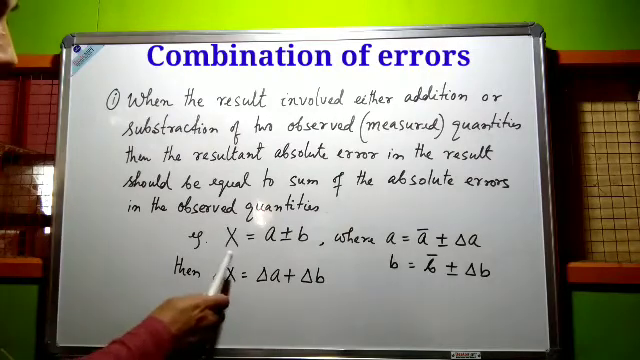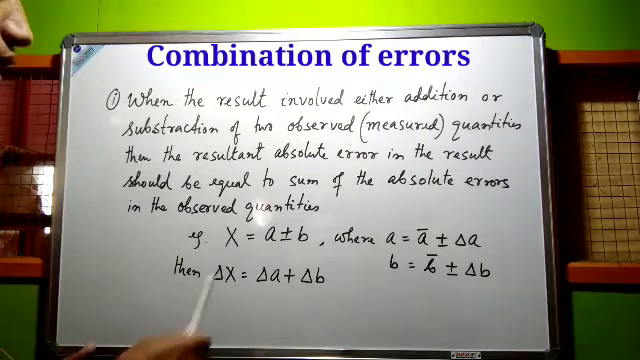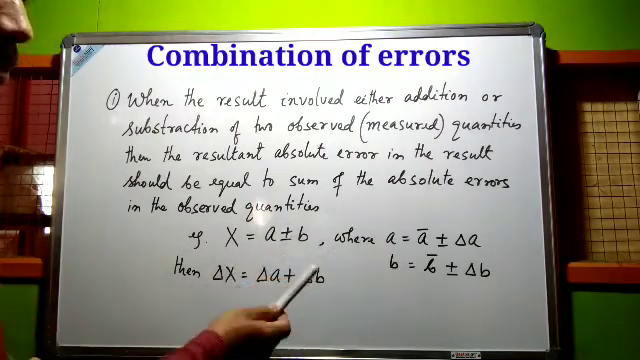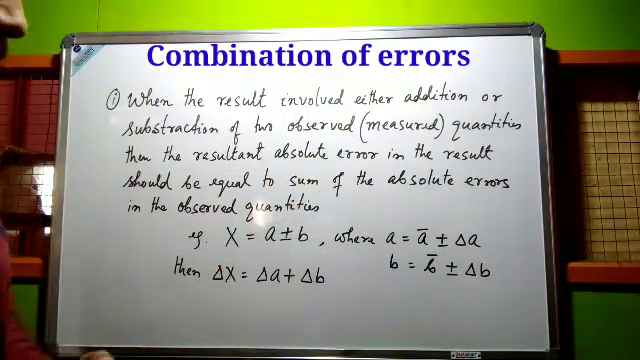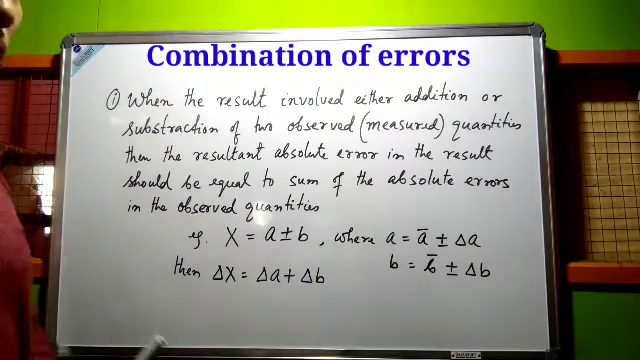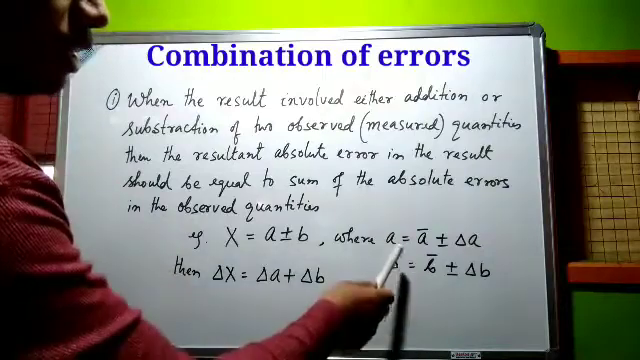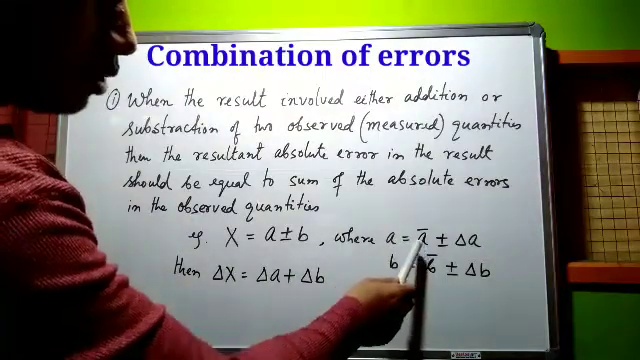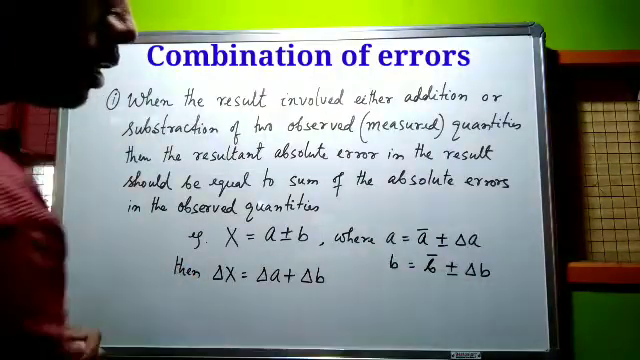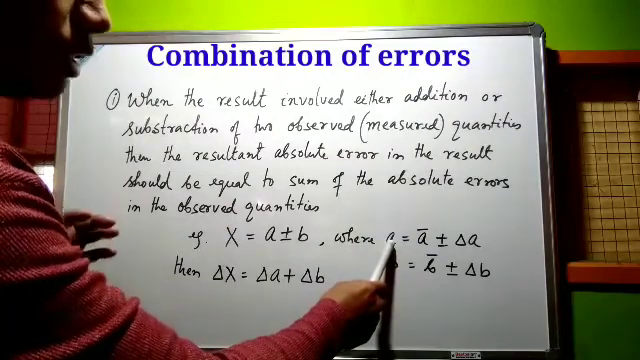For example, suppose x represents result. Result means a physical quantity. X equal to a plus minus b. A plus b or a minus b. Either addition or subtraction. a equal to a bar plus minus delta a. Here a bar is the true value of measured value a and plus minus delta a is the absolute error in observed quantity small a.